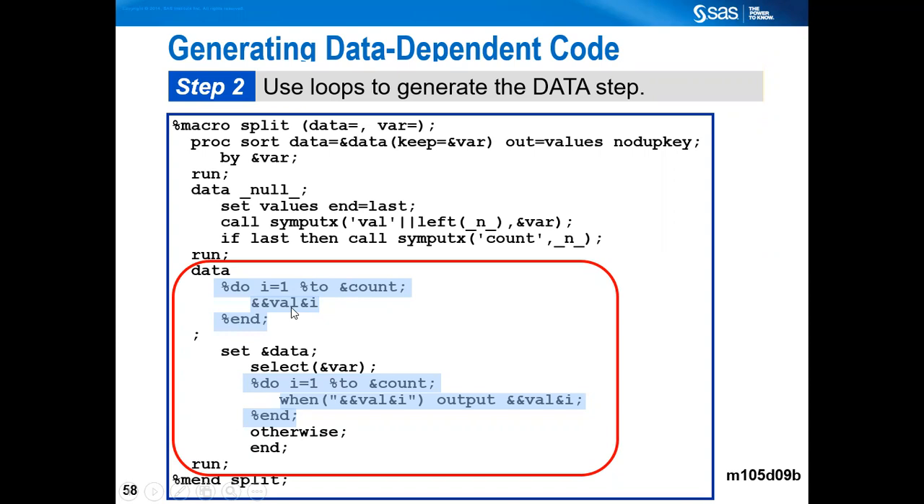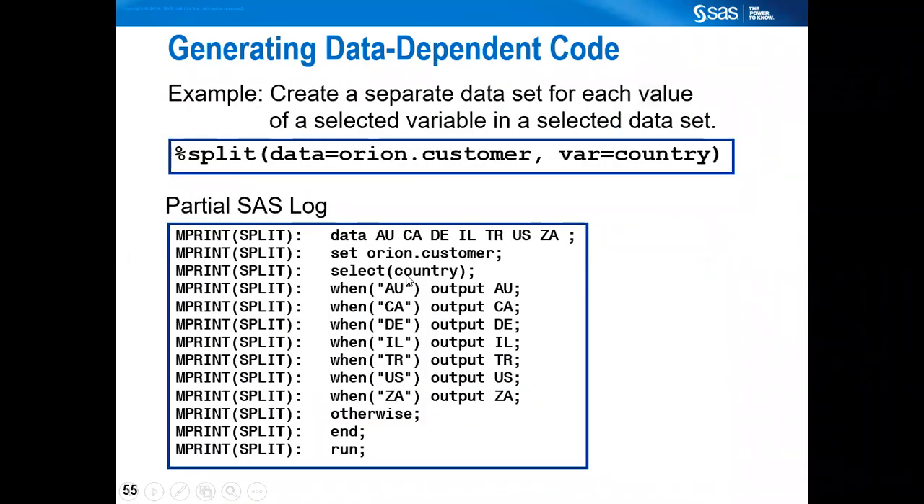So &&val&i, accordingly, will resolve to your data set's name. Then your set statement of your input data set, which is going to be a sorted data set which you are using. Okay. Select &val is the same select statement. It's like this: &val means a country.